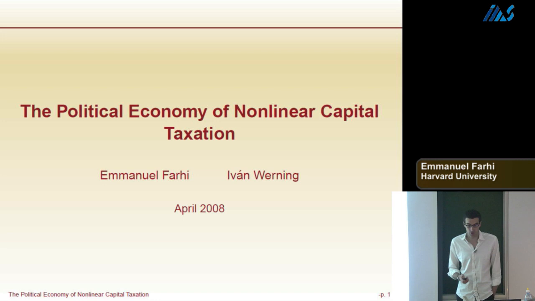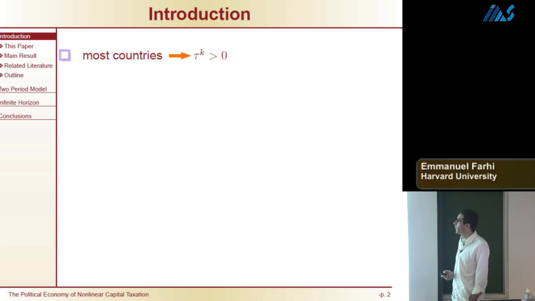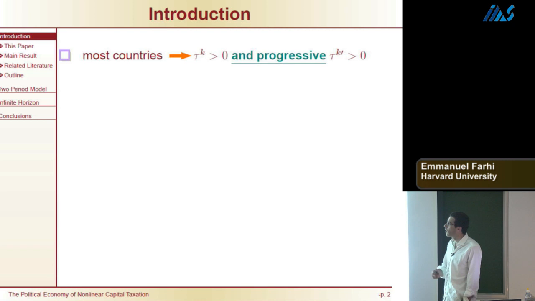But more to the point of this paper, what really motivated us is that in most countries, you observe positive capital taxes. Not only positive, but there are a lot of features of the tax code that made capital taxes progressive. By progressive, this is supposed to be a marginal tax rate. So increasing marginal tax rates is the idea behind progressive.